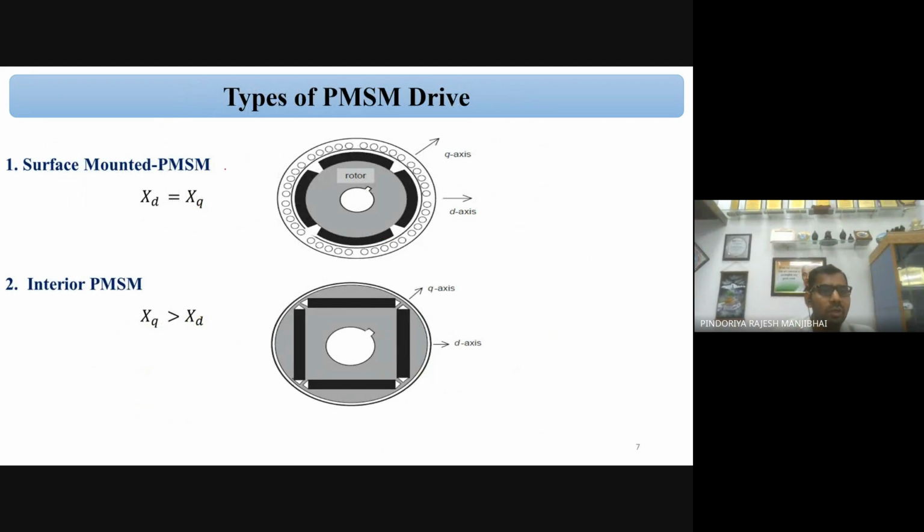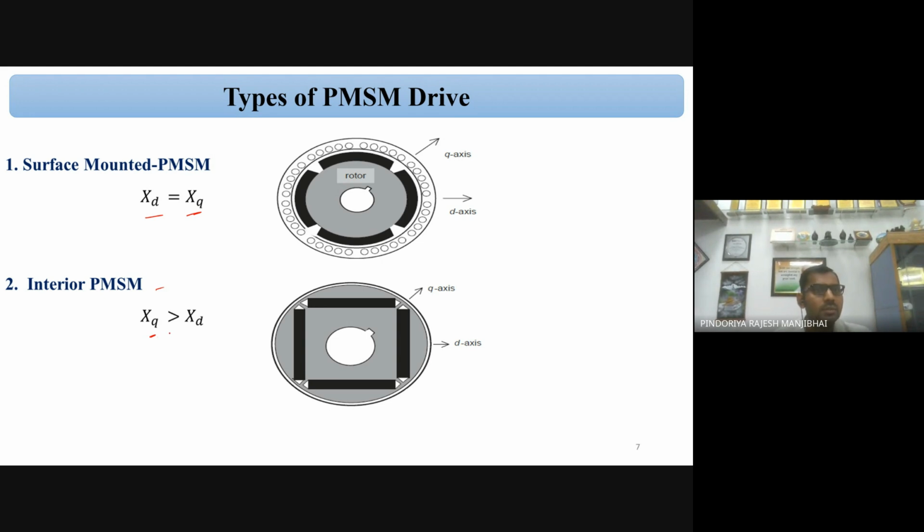There is a surface mounted and an interior mounted rotor, otherwise we can say outer rotor and inner rotor. In the case of the surface mounted, the outer rotor, Xd equals Xq. So d-axis reactance is equal to q-axis reactance. In the case of the interior mounted, we can say the q-axis reactance is greater than the d-axis reactance. So this is the fundamental concept.